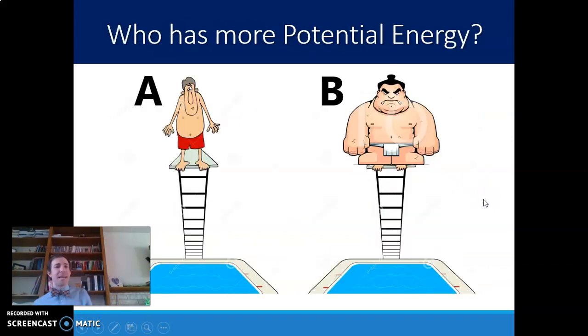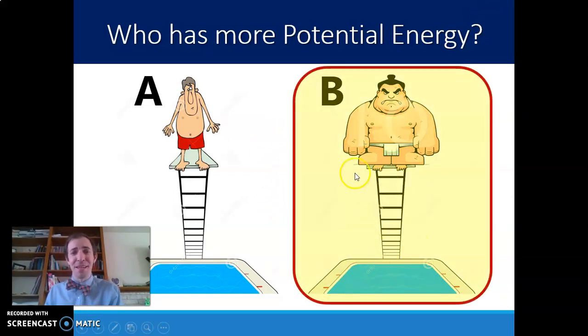There is another form of mechanical energy that is important to us, and that's based on its position and gravity. Now, if we have two people standing on the same diving board, I'd like you to predict of these two, who has more potential energy? Who has more energy that is stored up? Because you can probably figure that out just by looking at it. This person over here, the sumo wrestler, probably has more energy if they're up on the same diving board. And the reason they have more energy is because they have more mass.